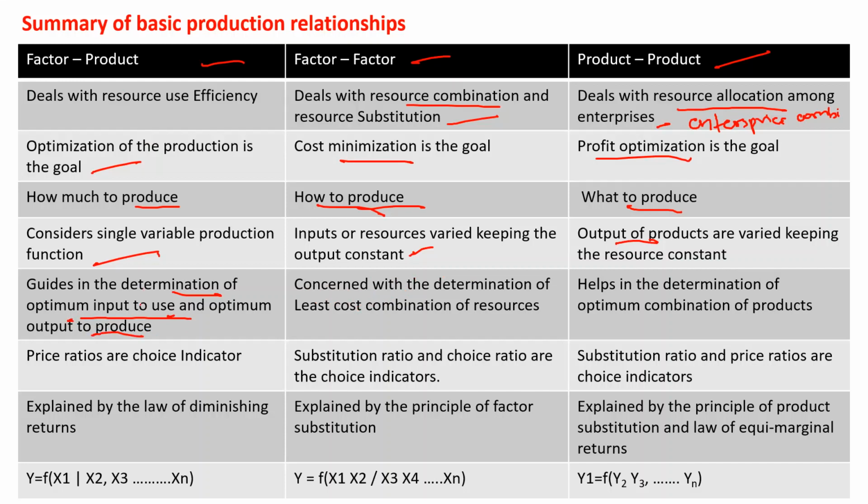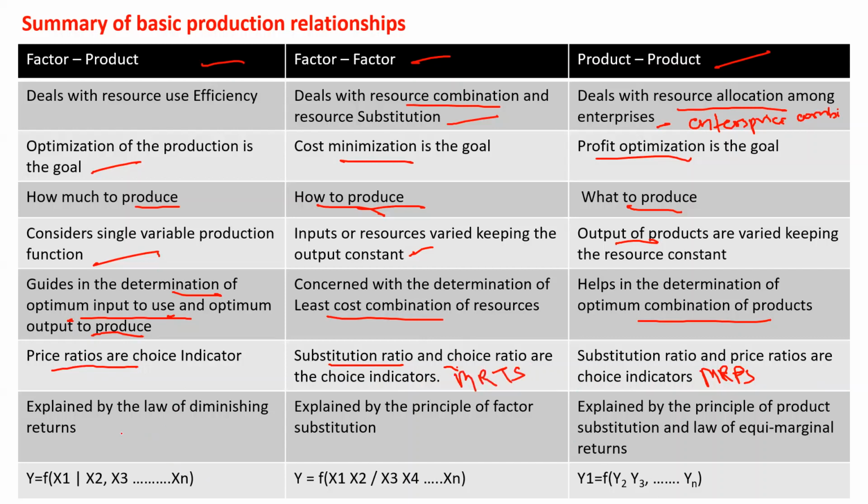एक इनपुट एक आउटपुट के बारे में यहाँ बात होती है. फैक्टर में concerned with the least cost combination, and product में determination of optimum combination of products. Then choice indicators, in case of factor and product, price ratio is the choice indicator. In factor-product we use substitution ratio, and in product-product we use MRPS, marginal rate of product transformation, and in factor-factor marginal rate of technical substitution.